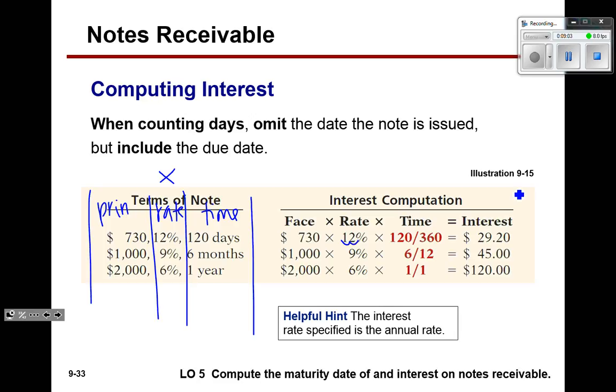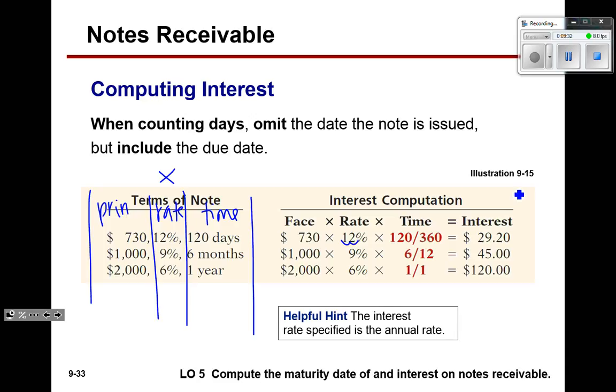Okay, that's a pretty high interest rate, but it's not very long. If we switch things up, $1,000 principal at 9% interest for half a year. But notice I shouldn't have said the word year. I should have said 6 months, 6 of 12. That's going to cost you $45.